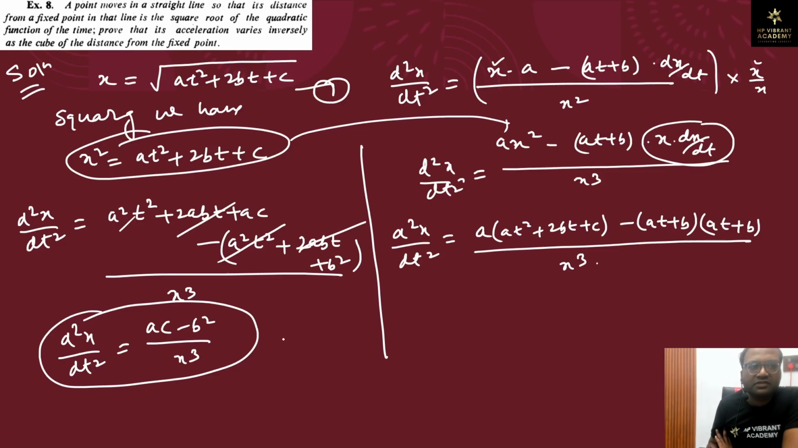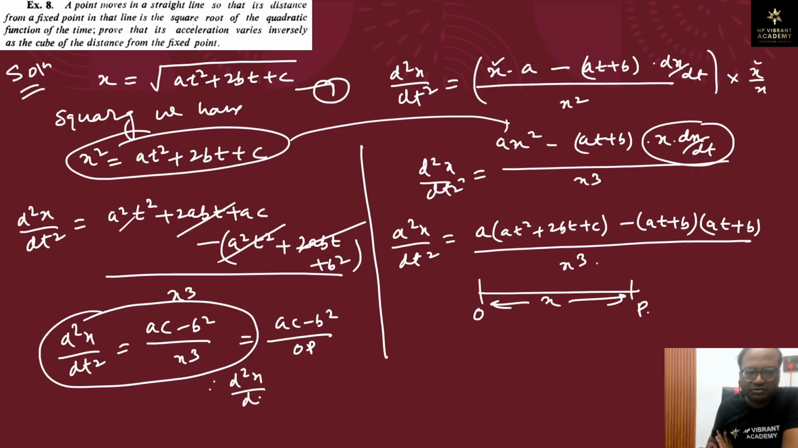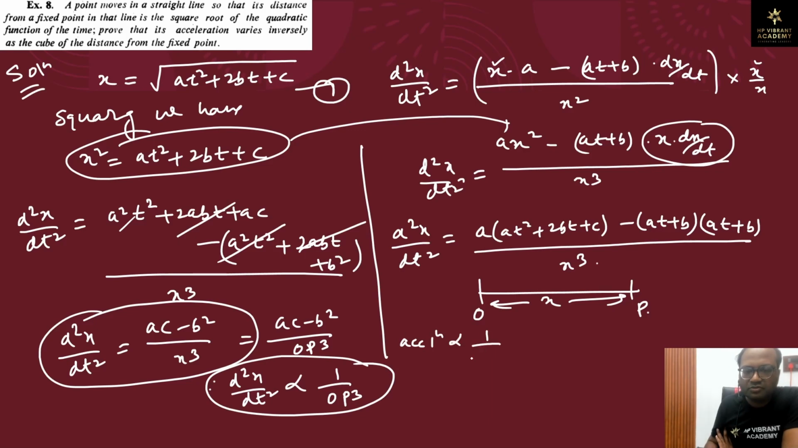Prove that the acceleration varies inversely as the cube of the distance from the fixed point. So we have the distance from the fixed point as x. This is the position of the particle and this is O. Let us name x as OP. So the acceleration is equal to (ac minus b square) upon OP cube. Therefore, d2x upon dt square is proportional to 1 upon OP cube. That is, acceleration is proportional to 1 upon the cube of the distance of the point from the fixed point.